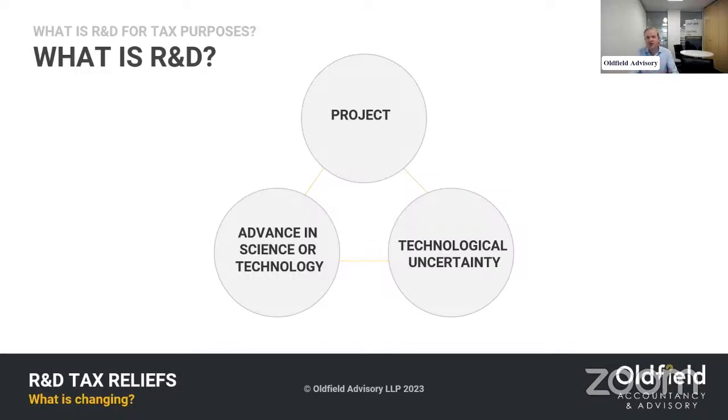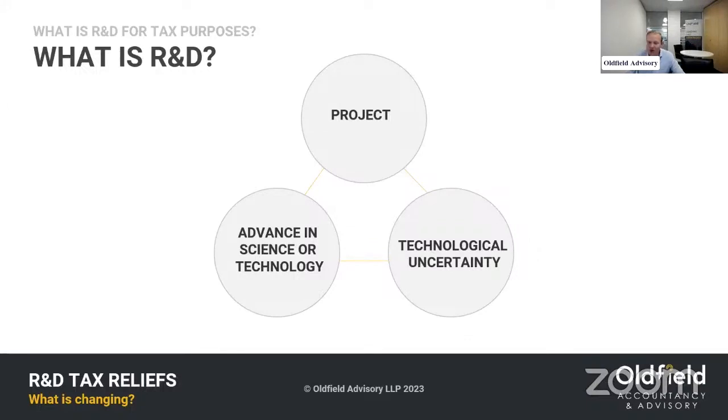And we've got to be trying to achieve an advance in science or technology. That's the second point. You need to be seeking to advance something beyond what is currently available, not just to you, but in that whole field. It isn't just using technology to create something. It's actually advancing that technology, pushing the boundaries, pushing beyond what's already been achieved or what's already known in that field. And then there's got to be technological uncertainty along the way.